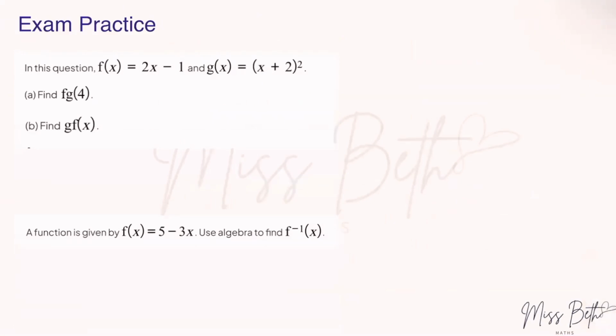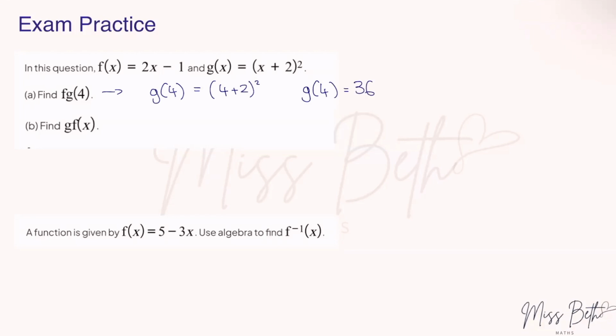First question. In this question, f of x is equal to 2x minus 1 and g of x is equal to x plus 2 all squared. Find f g of 4. The first thing I need to do here is find g of 4. So g of 4 would be equal to 4 plus 2 all squared, which is 6 squared, which is 36.